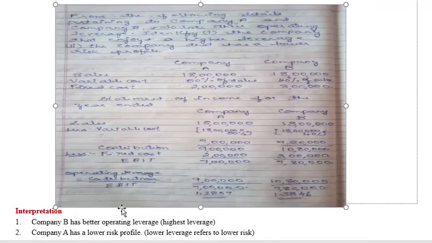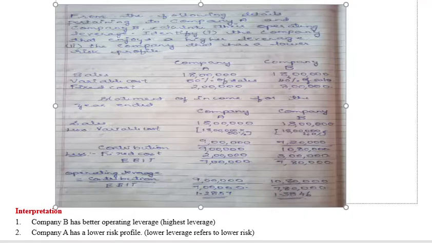Company A has lower risk and lower leverage. Higher risk means higher leverage, lower risk means lower leverage. So here the lower is company A. Company A has a lower risk profile, because lower leverage refers to lower risk, higher leverage refers to higher risk. Okay, so this is how we have to calculate the operating leverage.